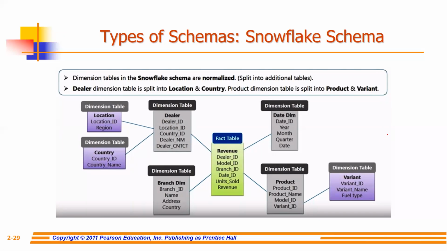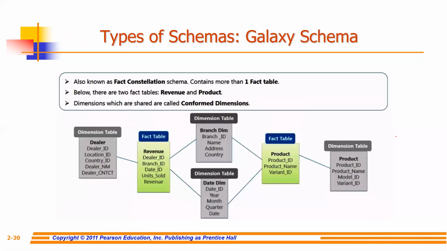So the dealer dimension table is split into the location and country. The product dimension table is split into the product and the variant. So the dimension tables in a snowflake schema are normalized. Normalized means it is broken into different additional tables which represent the further dimensions.